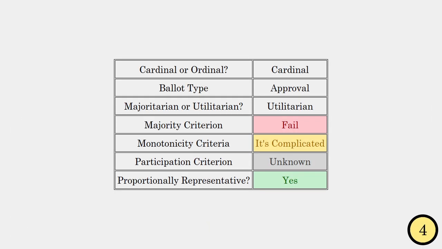SPAV is a cardinal voting system that uses approval ballots. It is a utilitarian system. It does not pass the majority criterion. SPAV is monotonic for a fixed number of seats with respect to individual candidates, but violates other definitions of monotonicity. It is unknown if SPAV passes or fails the participation criterion. It is a proportionally representative voting system.